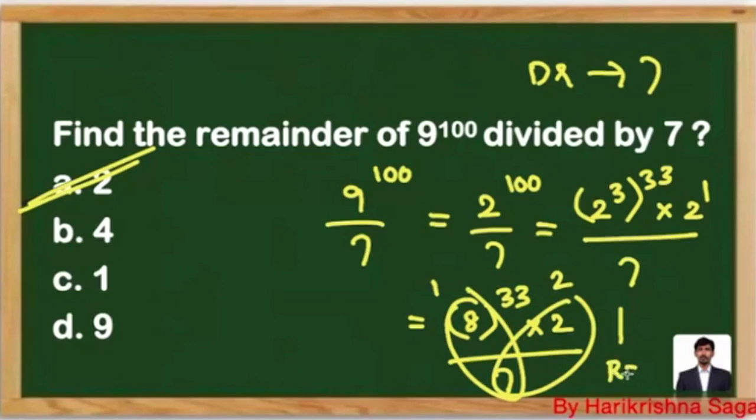1 into 2, if you further simplify, you will get the final answer as 2, which is available as an answer choice. Mark it as the answer choice.